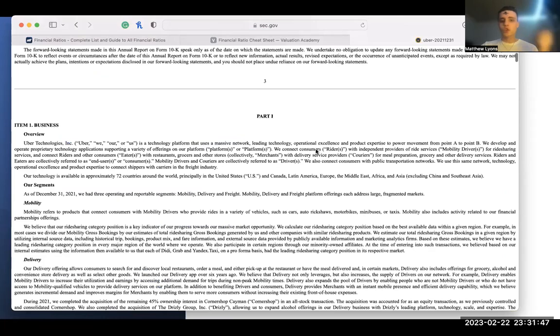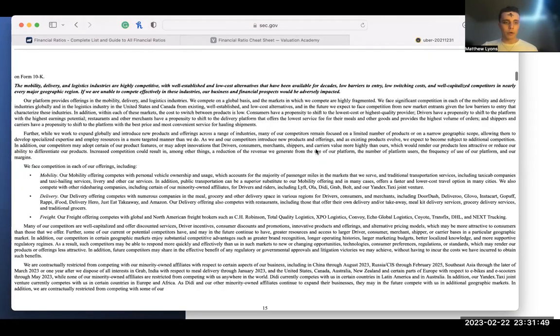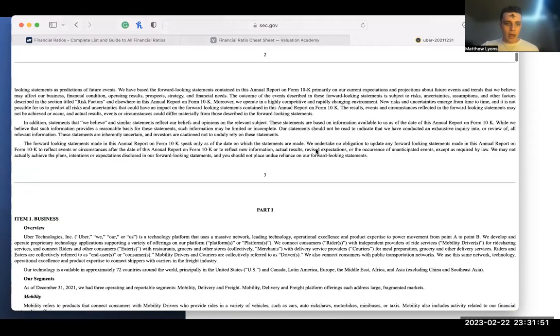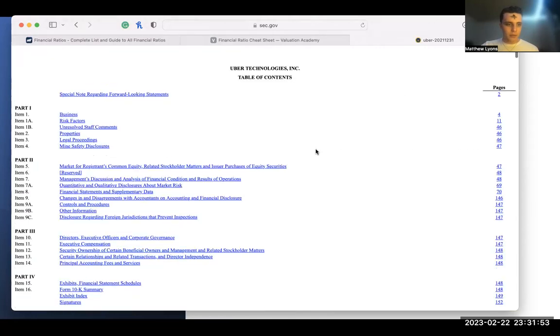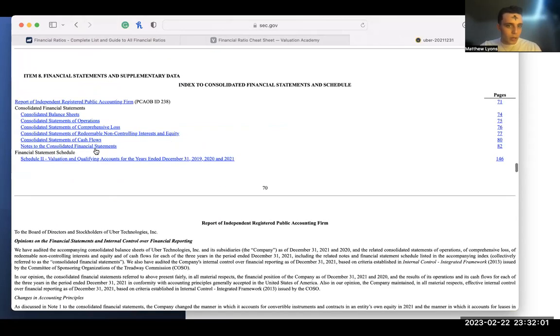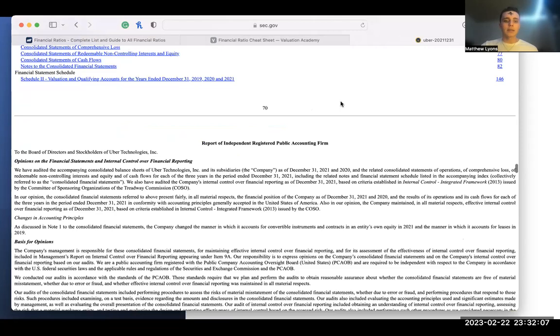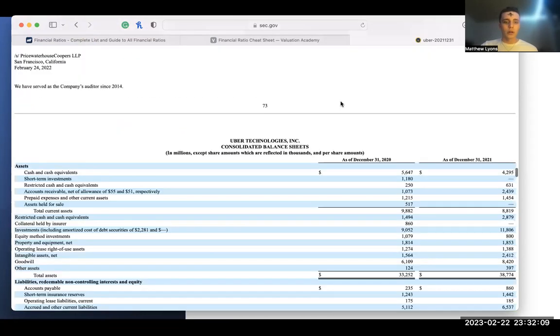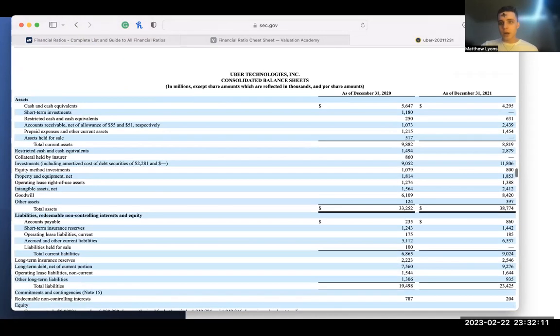So again, super intimidating. Look at all these words. I don't want to read that. I just want the meat and potatoes. So use these links. They're your friends. My favorite is part 2, item 8. That's usually where financial statements are. So index into our consolidated financial statements and schedule. All right, perfect. So awesome.